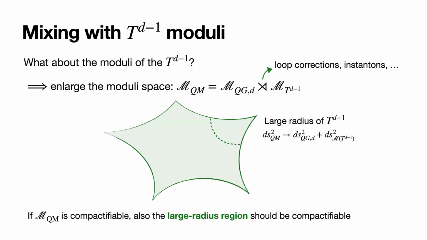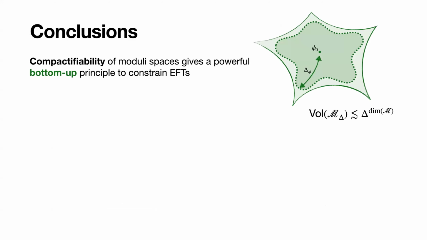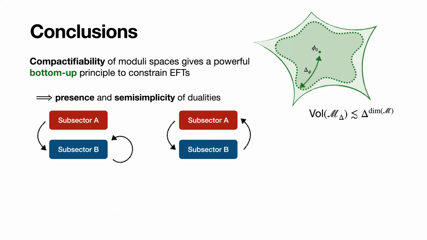Right. Since I'm almost over time, I think we're out of time, so let me move to the conclusions. In the first place, I've told you how compactifiability of moduli spaces gives a very interesting, powerful bottom-up principle, motivated by finiteness, to constrain EFTs. And it tells us both about the presence of dualities, and it also instructs us a little bit already about the form of these dualities as semi-simple representations.